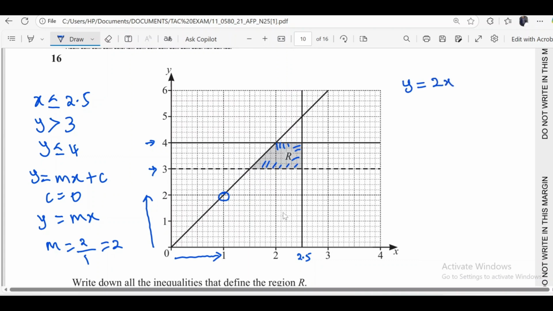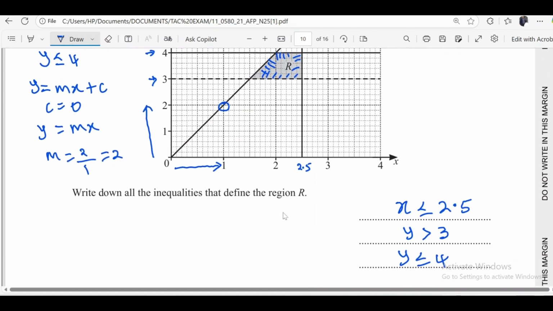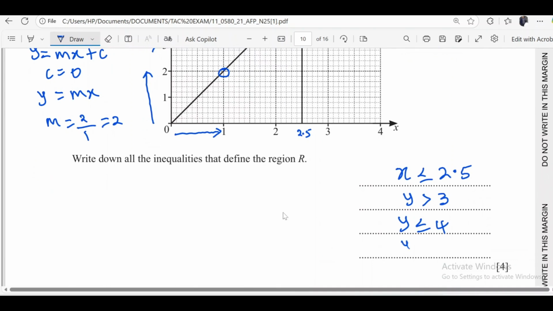But as an inequality, we observe that it is below the line that is shaded. Look at that, below the line, and the line is thick, so we have y less than or equal to 2x. So we have the 4 inequalities that define the region R.